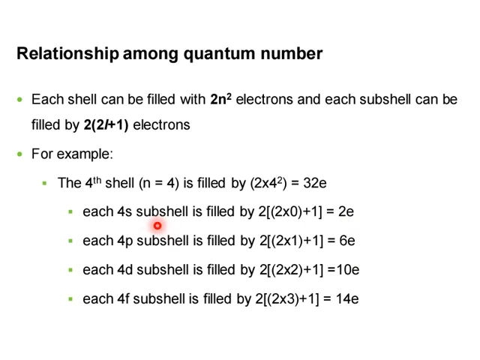Because we have shell number 4, it has 4s, 4p, 4d, 4f. So how many electrons can be filled in? This is how we calculate it. For s, l is 0, so 2 times (2 times 0 plus 1). For p it is 1, for d it is 2, for f it is 3. Okay, let's stop here first.